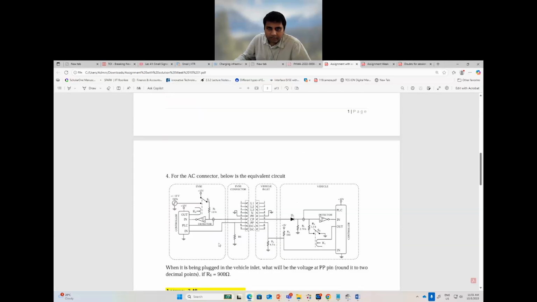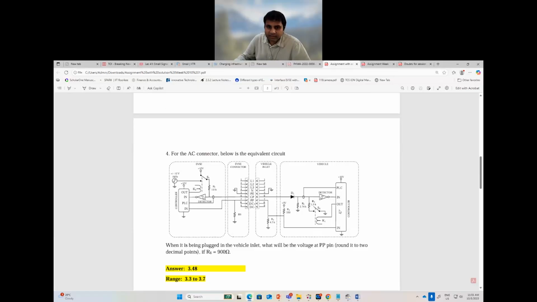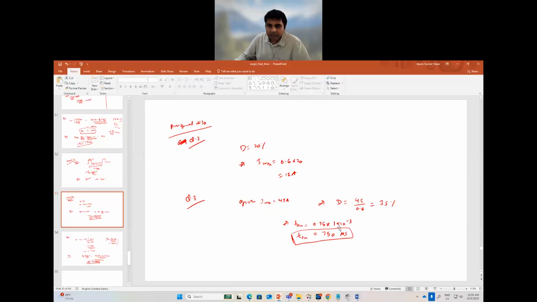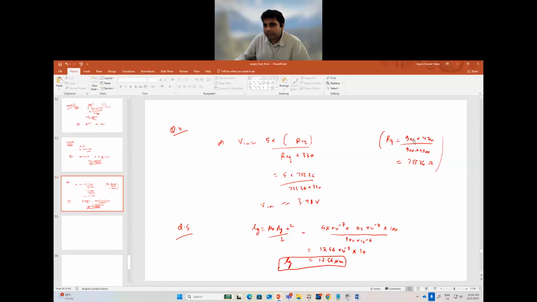Then comes your fourth question. In the fourth question, the circuit was given to you. You have to find out what value you will get at the PP pin. The voltage you get at the PP pin is the same as the voltage at this particular point. It is a resistor divider between R4 and the parallel combination of R5 and R6. The moment this point gets connected, 4.7 kilo ohm will come in parallel with R6. So you get the R equivalent, the parallel combination of 900 and 4700, which gives 755.36 ohm.